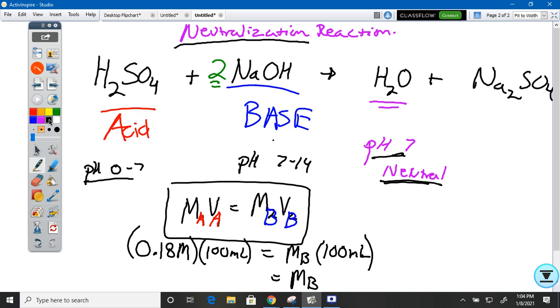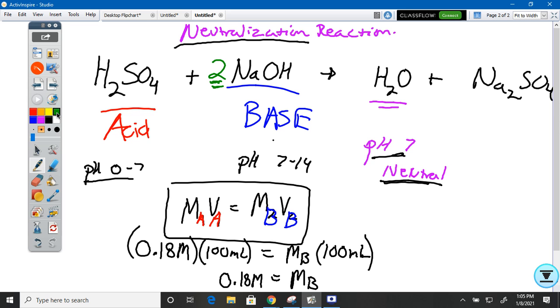Well, gosh, what do you think that is, Lamarion? 0.18 times 100 divided by 100? It's the same number, right? 0.18? And what is this number in front called? A coefficient, correct?